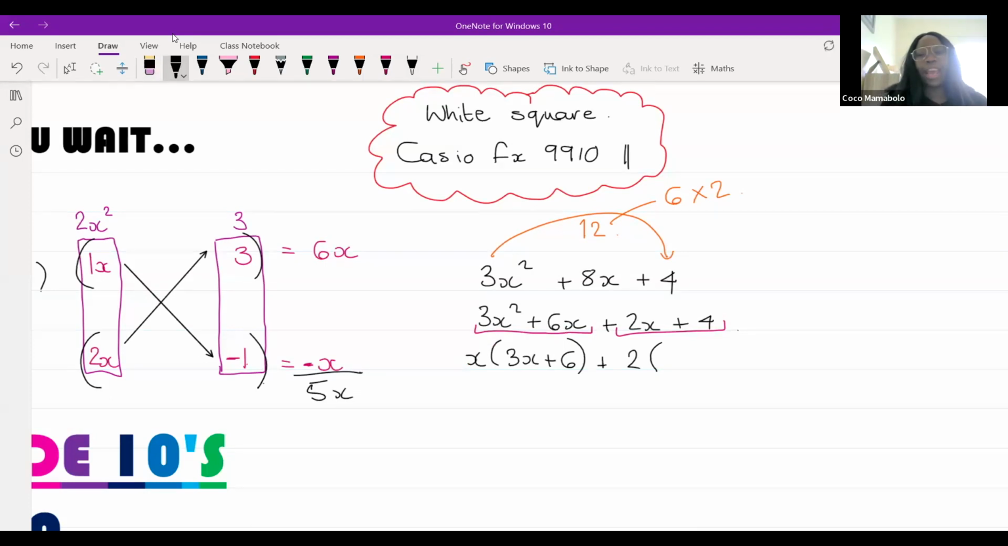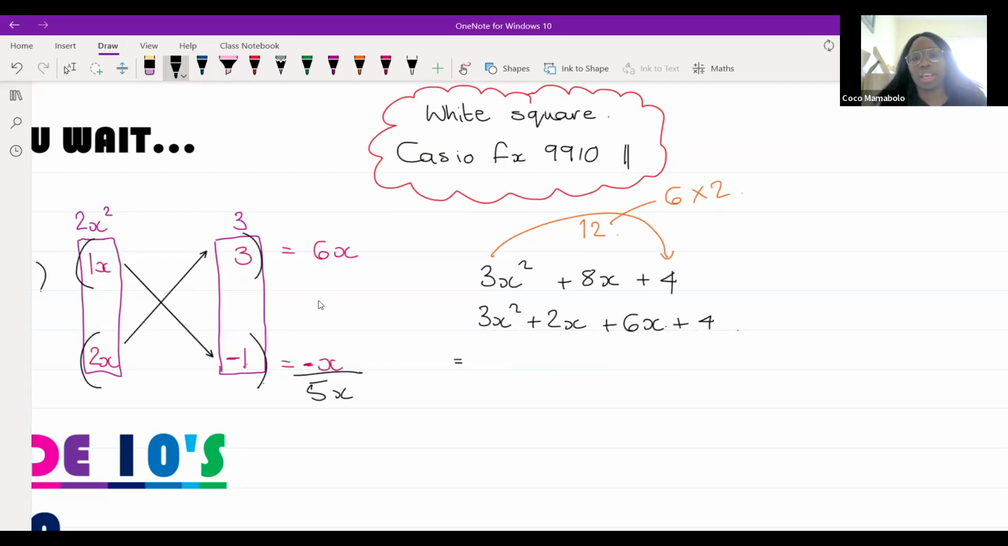Can I explain? No, ma'am, 100% sorry. Ma'am, you know where I went wrong? The 6 and 2, please swap them around. That's where it's wrong. So it's supposed to be 3x squared plus 2x plus 6x. Yes, plus 2x plus 6x, all right? And then we do the same thing with the 3x.